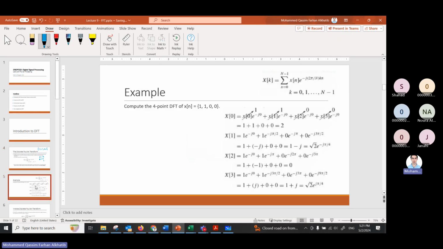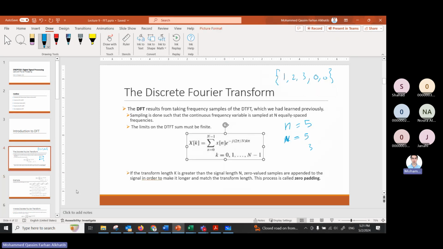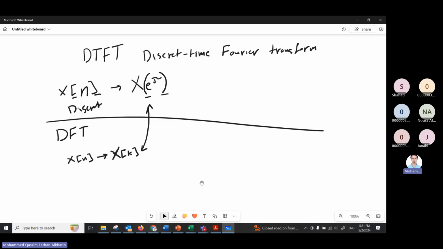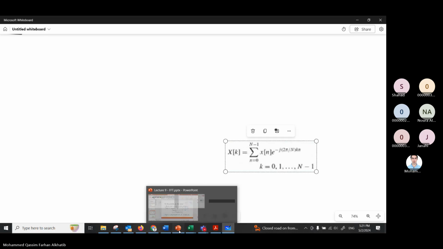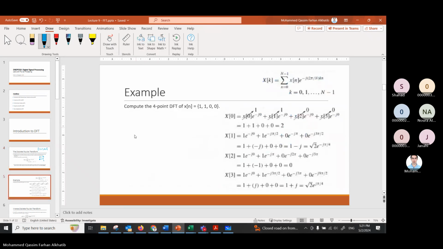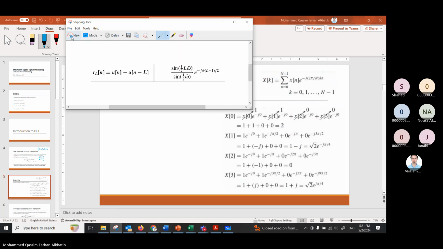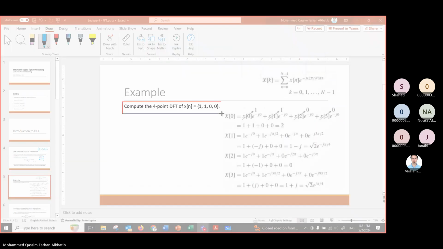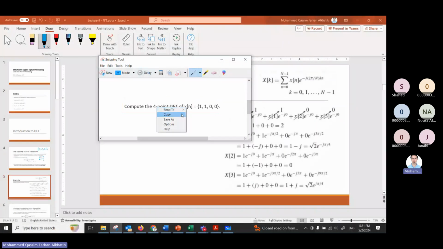So compute the 4-point DFT of x of n equals 1, 1, 0, 0. So let me copy the formula there. Control C. I'll do it here at the whiteboard. Control V. And let me take the question, copy it and paste it here.